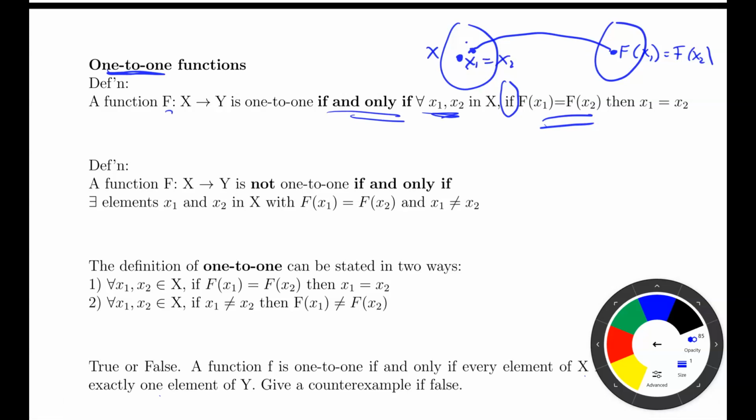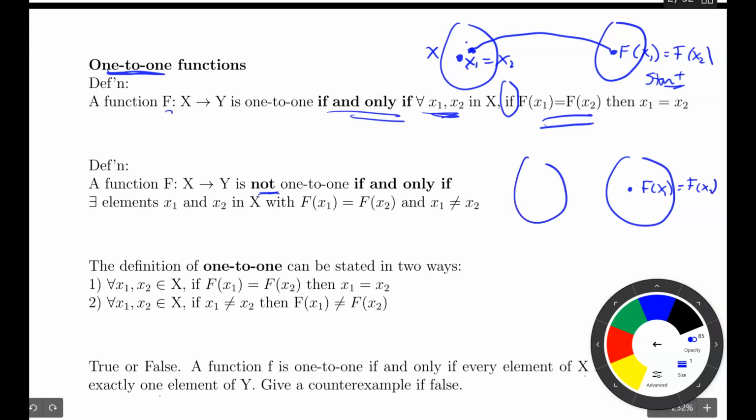So remember, you start here. This is the big deal. You start in the y values and you go back and you say, look at that, I'm at the same x value. It is not one-to-one if I start with the same y value and I go back and I can see that there's an x1 and there's an x2.